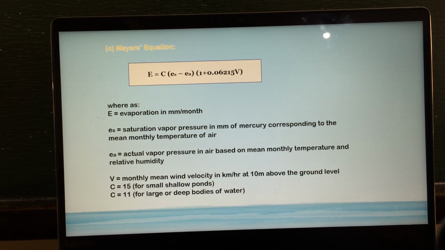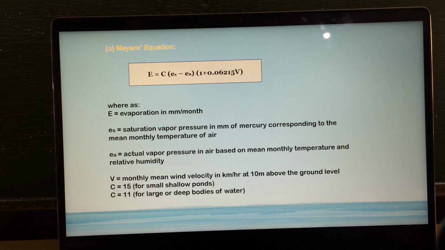Next equation, C, Mayer's equation. Mayer's equation with the formula of E is equals to C times the quantity of E sub S minus E sub A times the quantity of 1 plus 0.06215 times V, whereas E is equals to evaporation in millimeter per month.